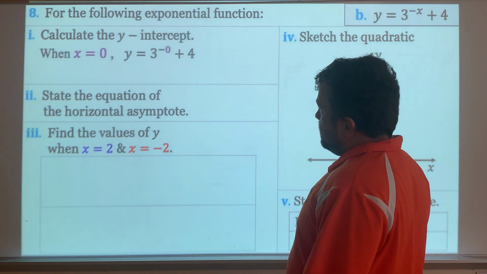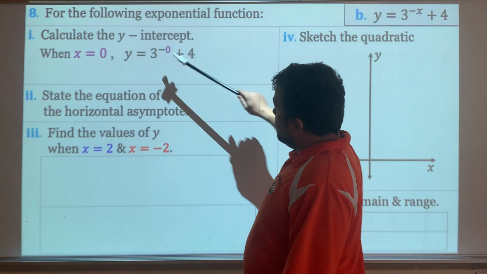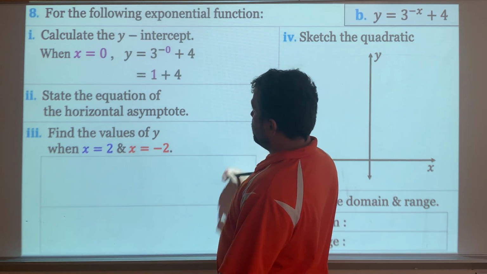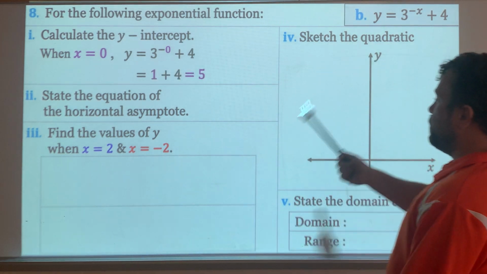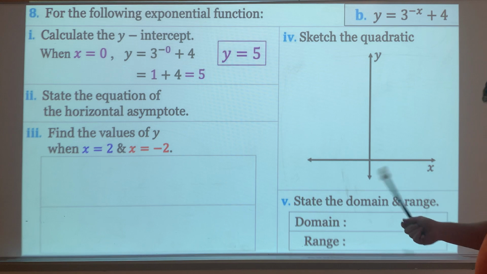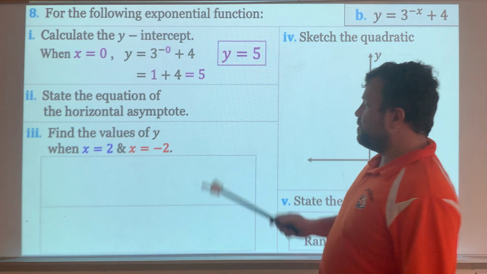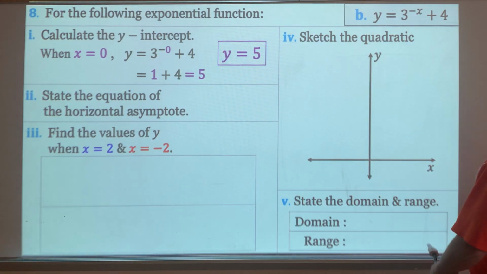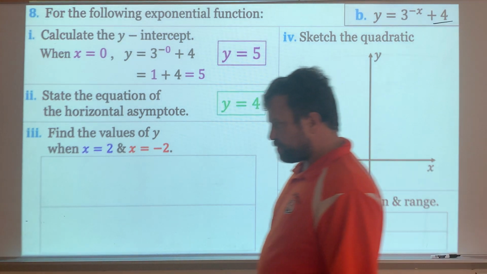Y-intercept, you said x equal to 0. When x equals 0, 3 to the negative 0 is 3 to the 0 is 1. 1 plus 4 is 5. Y equals 5 is my y-intercept. If you want to plug it on here now, you can. You don't have to. Horizontal asymptote. I see. It's 4. Y equals 4.